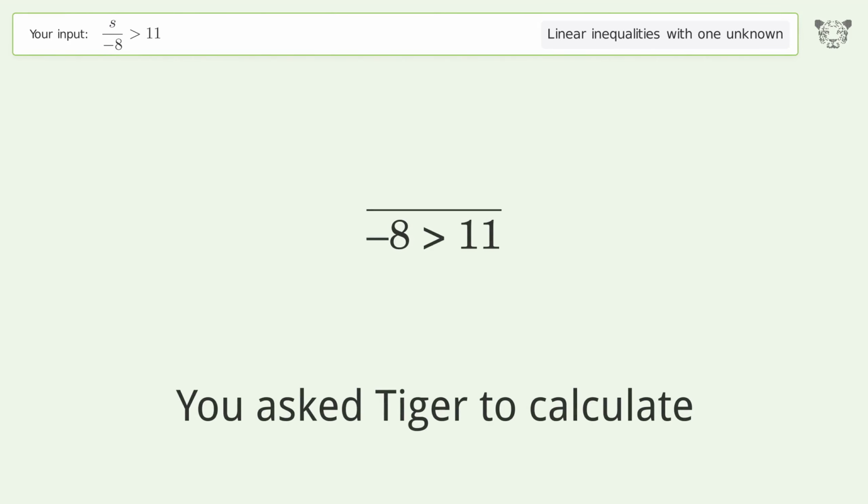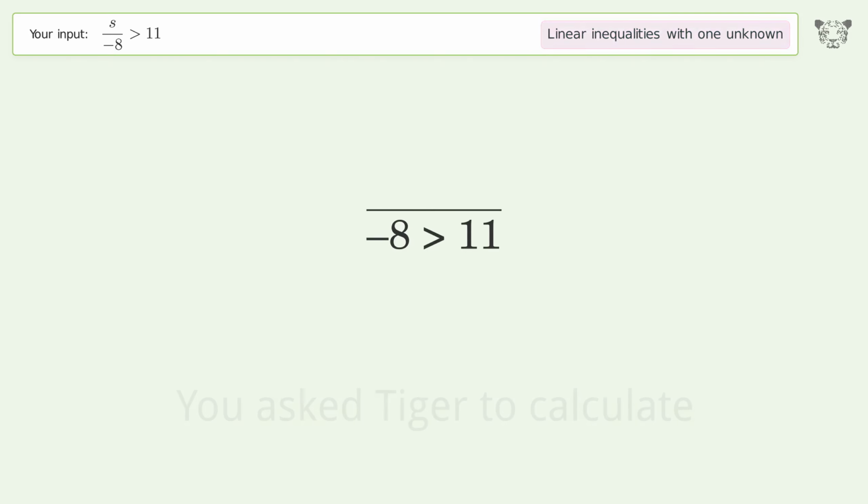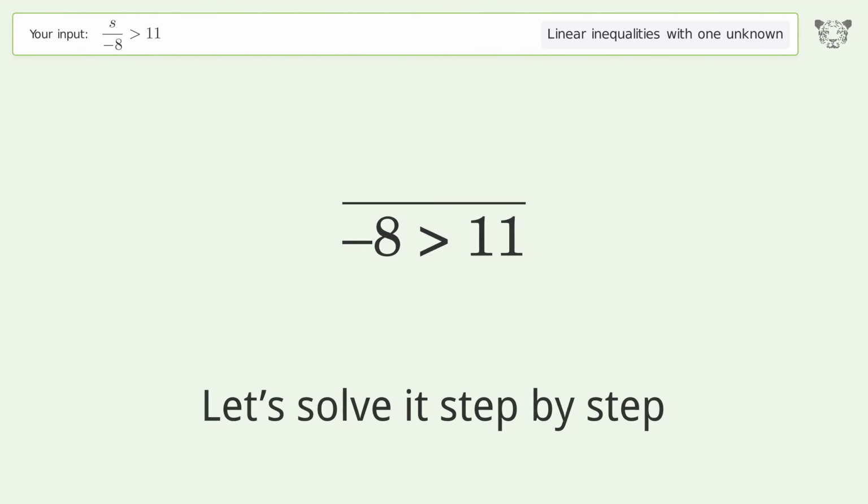You ask Tiger to calculate. This deals with linear inequalities with one unknown. The final result is s smaller than -88. Let's solve it step by step.